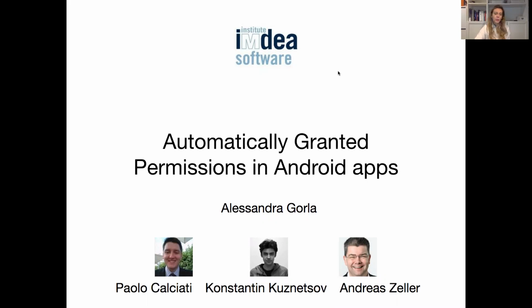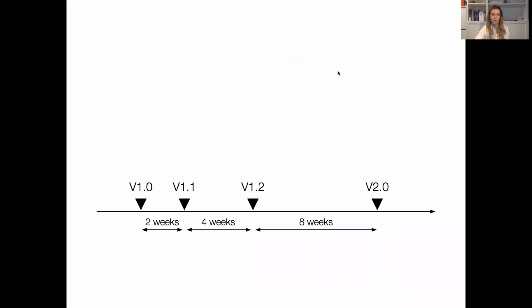In this talk, I'm going to present the risk of automatically granted permission in Android apps. We know that the release cycle in mobile apps is very fast, in the order of days or weeks, because developers want to push new features and they want to keep up with the competitors. As users, we may wonder, though, did something change under the hood between one release and another?